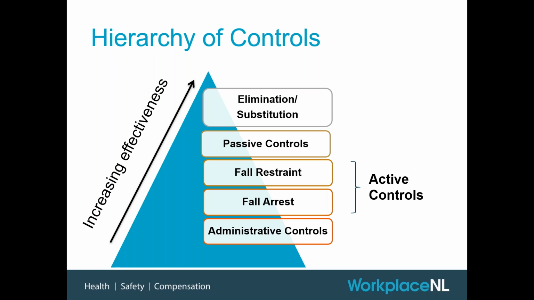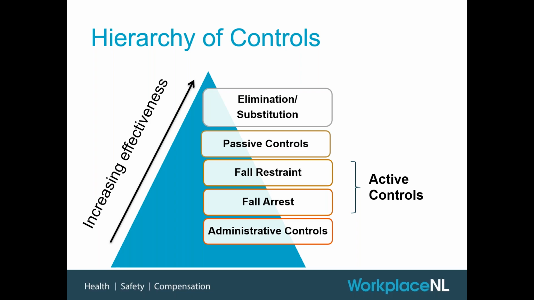So passive controls are engineering type controls, like things like a guardrail system, that don't require really participation of any kind from the employee. They don't need to be trained. They don't need to do anything. The active controls, on the other hand, are more complex. They are a combination of engineering, PPE, and administrative controls. They really are a full system of controls.